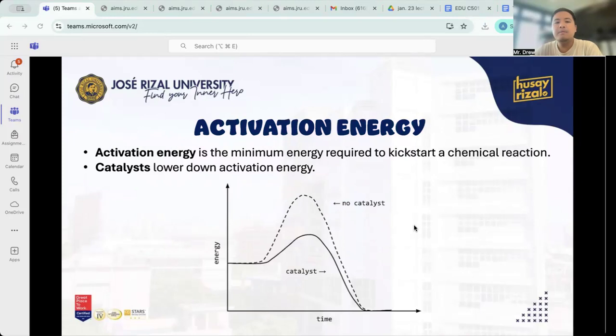Every chemical reaction needs a certain amount of energy to start. We call this the activation energy. Think of it like pushing a ball up a hill. Once it's past the top, it rolls down easily. So catalysts like enzymes lower this activation energy, making reactions happen faster and easier. This is why enzymes are essential for life. Without them, most reactions in our body would be too slow to sustain life.